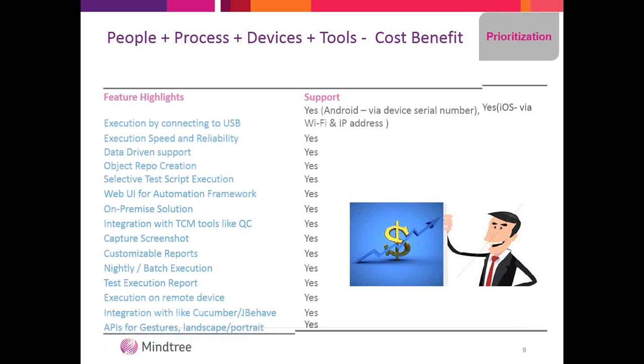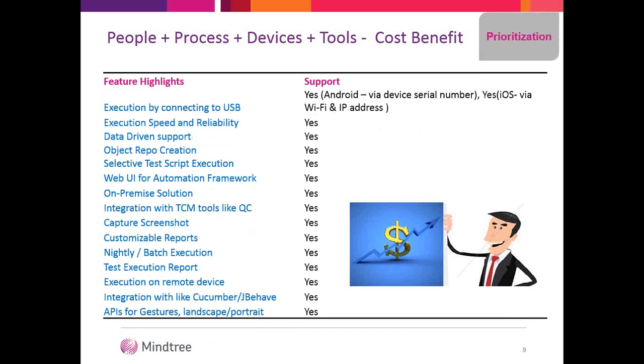Prioritization comes with the features, like you make a laundry list of features, and then you say, yes, I'm going with this, or no, I'm not going with this, but in later releases I'll be working on these. Accordingly, you work on your P1 objectives, and then build such features into your automation framework. As I said, some of the open source tools are not completely supporting some of the APIs, the gestures, landscape, portrait things. So we will have to customize such things.